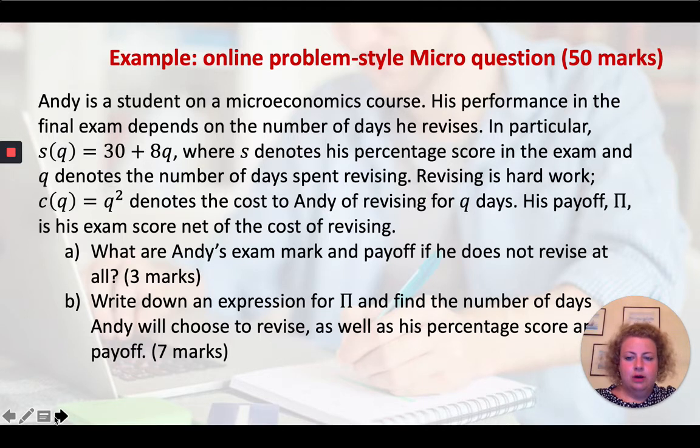Now the first 10 marks are pretty basic computational. Candidates would be asked to, first of all, identify what mark Andy would get and his payoff if he doesn't do any revision at all, and then to actually work out if Andy was essentially a monopolist here, if he was choosing things on his own, if he chose his Q, what would be his optimal number of days of revision, and what mark would he end up with.